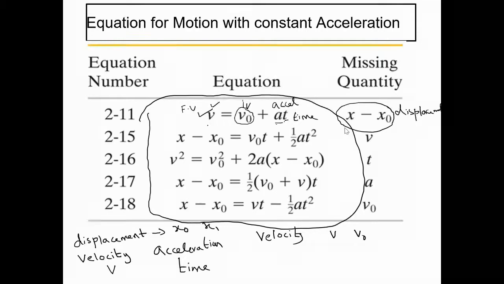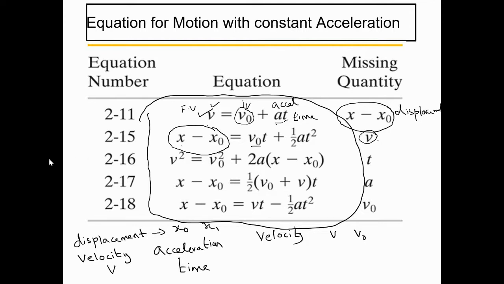Yes, the displacement. Okay, let's come to the second equation. In the second equation, I have the displacement. Am I right or not? What is this? This is the displacement: final position minus initial position is x minus x naught. My initial position is x naught. What is v naught? Initial velocity. What is t? Time. What is a? Acceleration. So here, which one is missing? Is there a final velocity? No. So the final velocity is missing.